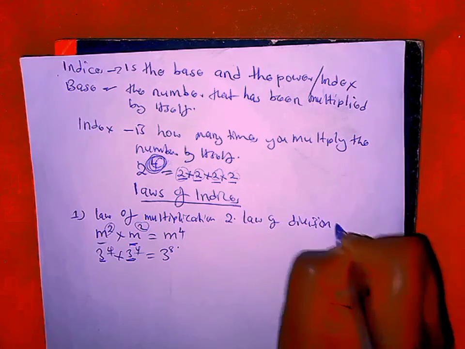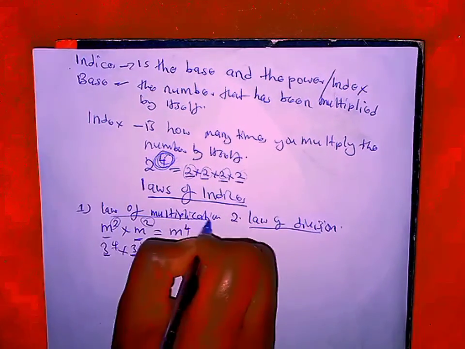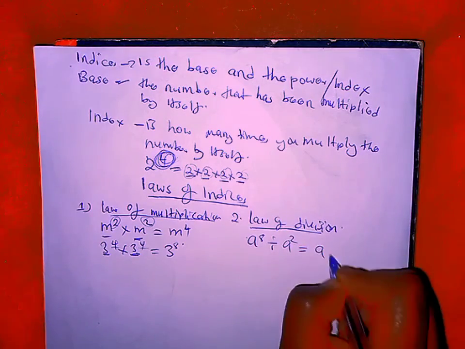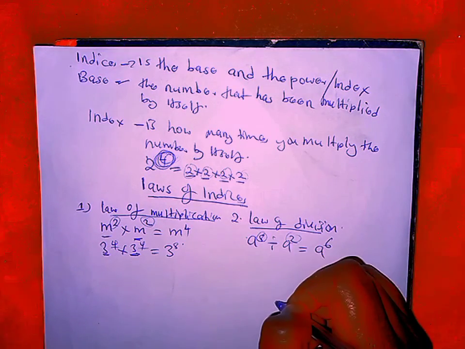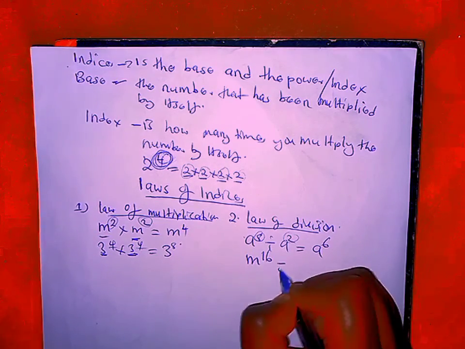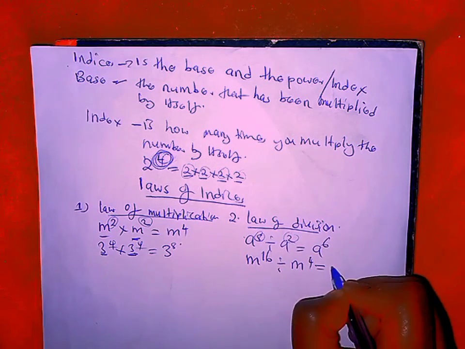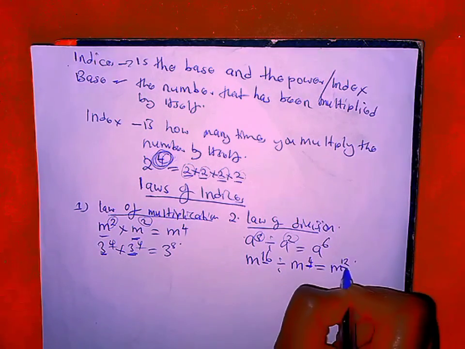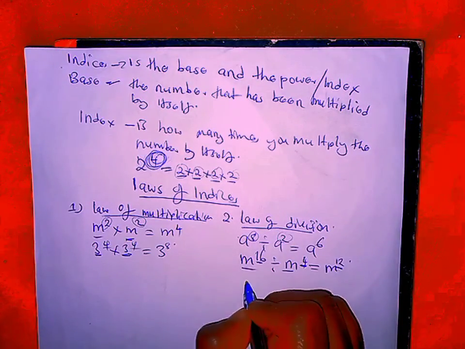Law number 2, law of division. For example, a raised to 8 divided by a raised to 2, that is a raised to 6 because it is 8 minus 2. And m raised to 16 divided by m raised to 4, that is m raised to 12 because it is 16 minus 4. The same base.